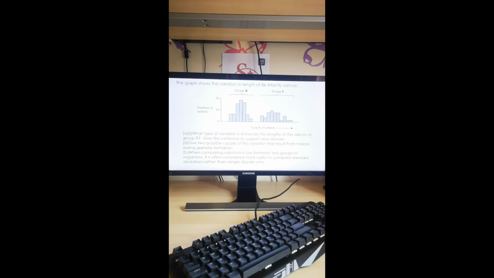Give 2 possible causes of this variation that result from meiosis. Now pause and have a go. What would we say if it's about meiosis?